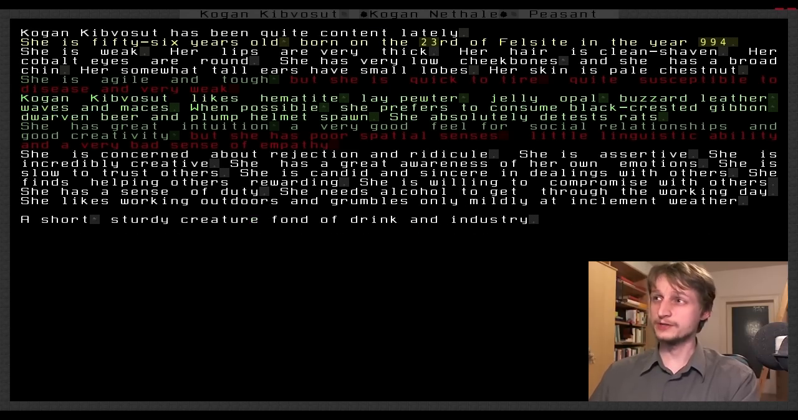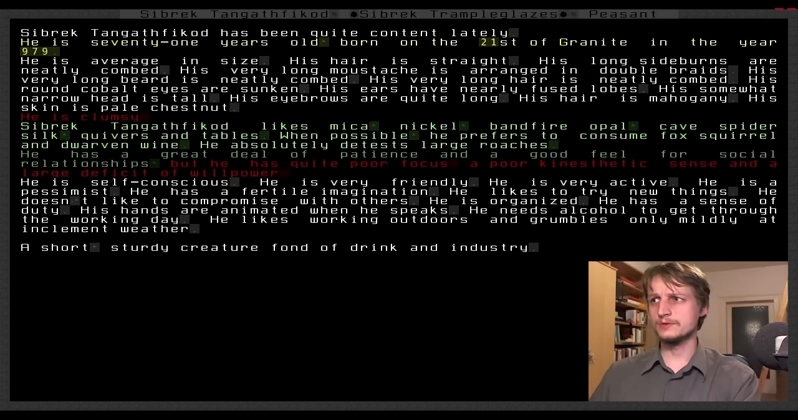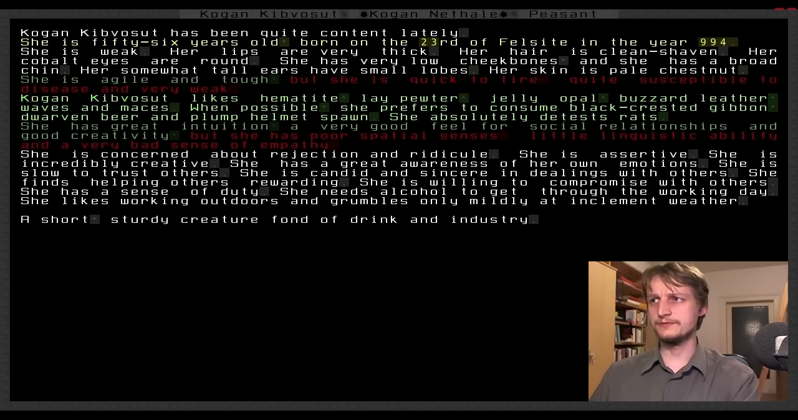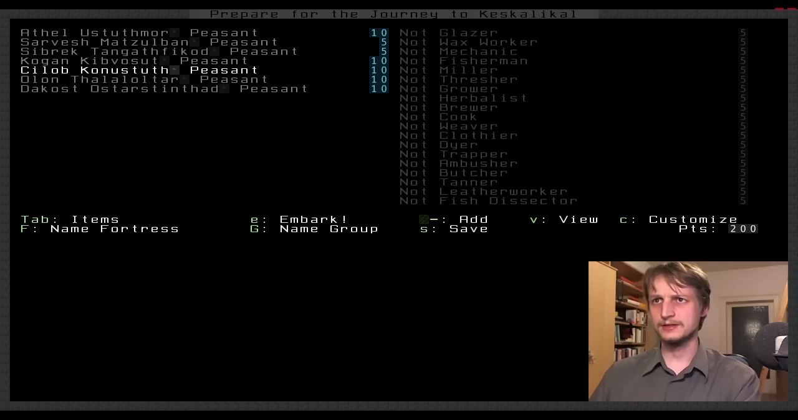Agile and tough, quick to tire, quite susceptible to disease, and very weak. Great intuition, very good feel for social relationships, and good creativity. Very good feel, and this one has good feel. So this is an even better candidate for appraising and trading. Little linguistic ability and bad sense of empathy, though, which relativizes it. It's the opposite direction of what I want. But agile and tough, quick to tire. I think this can be my woodcutter or something, but we'll decide on that later.